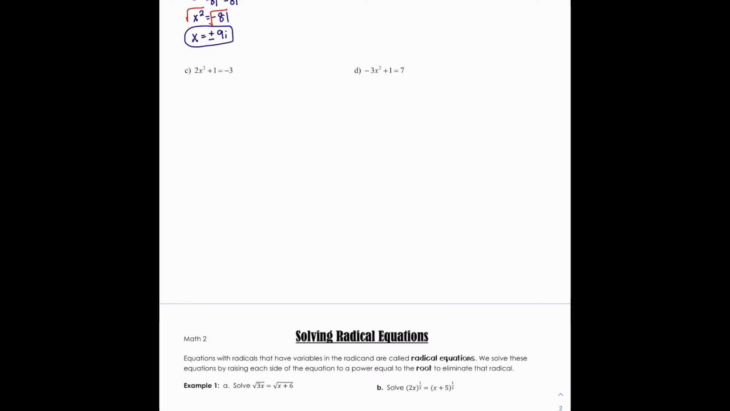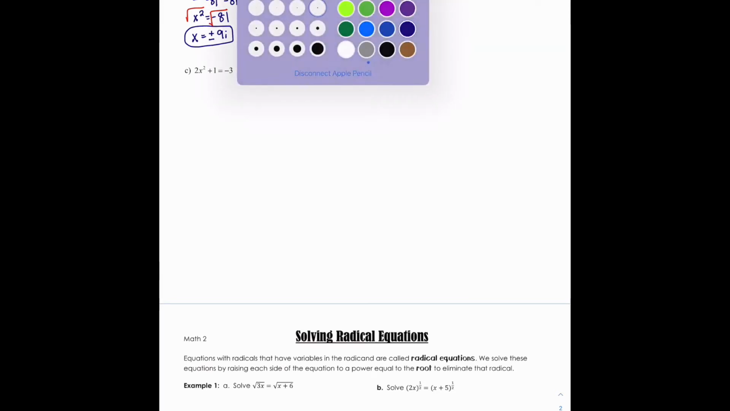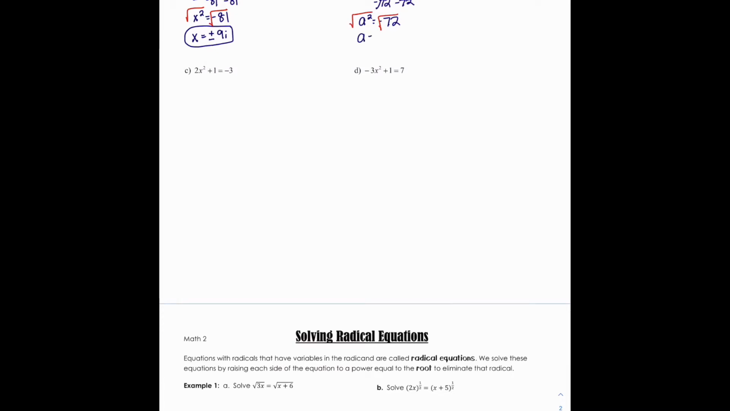For b, very similar, we want to start by subtracting the 72. And we'll get a squared equals negative 72. Take the square root of both sides. A squared turns into a. If we simplify the square root of 72, we want to think of the biggest number that goes in 72 that's a perfect square. So that's going to be 36 and 2. So then the square root of negative 36, don't forget that plus or minus symbol, is going to be 6i, and then we have our square root of 2 there.